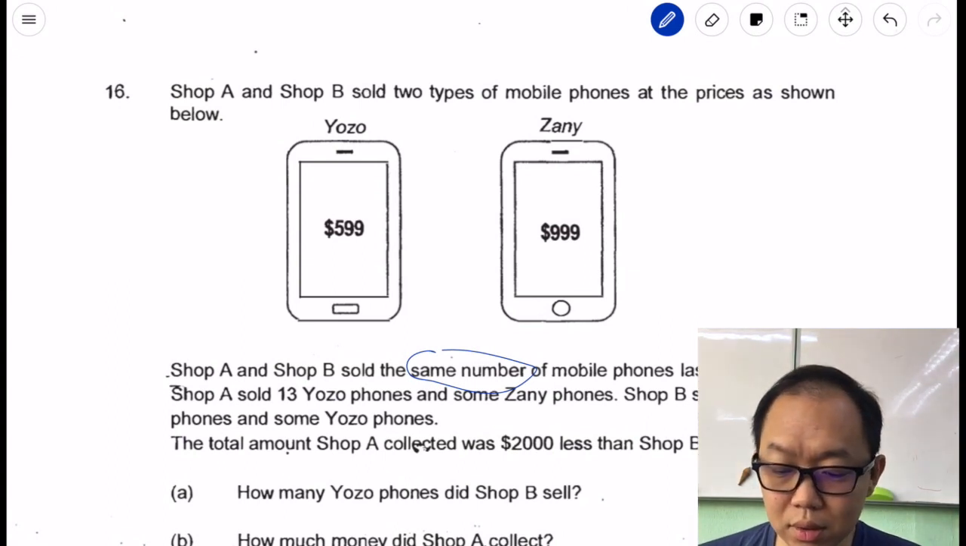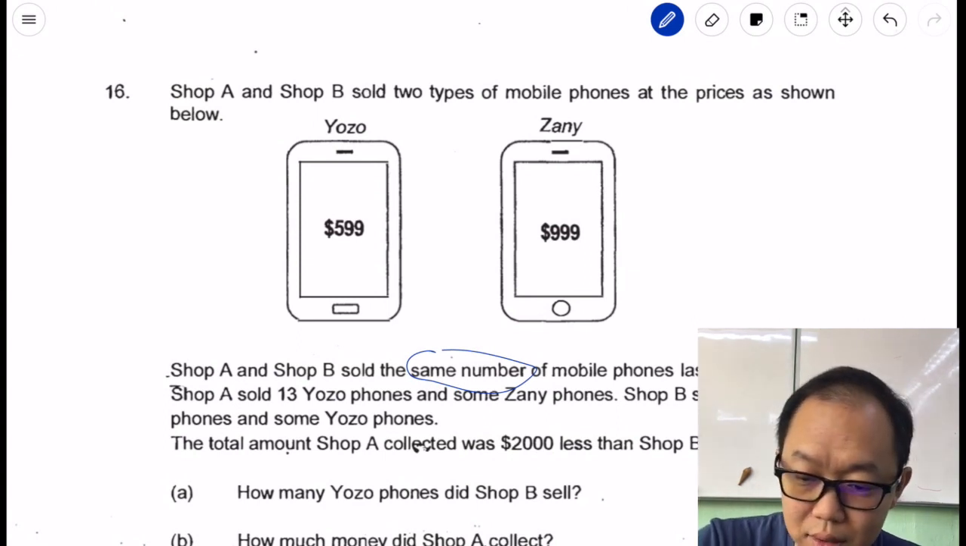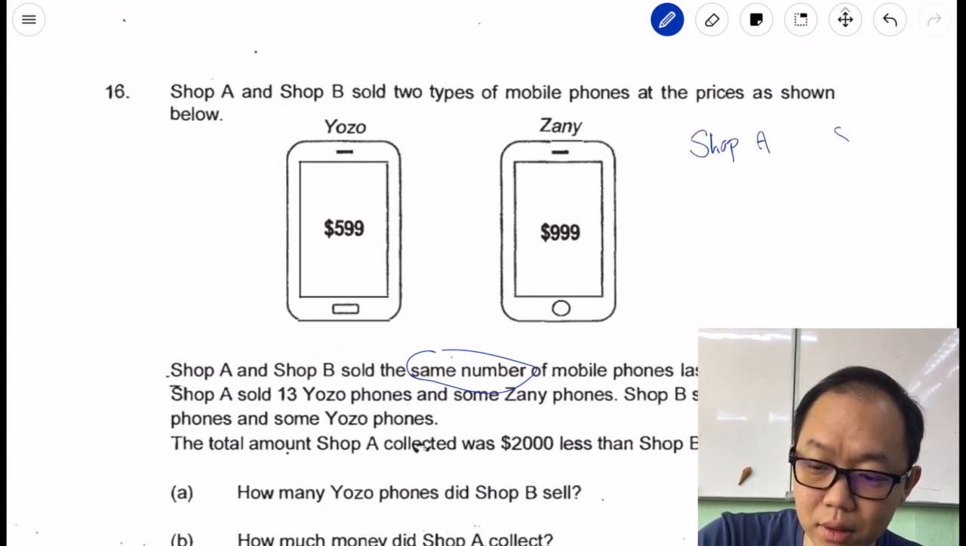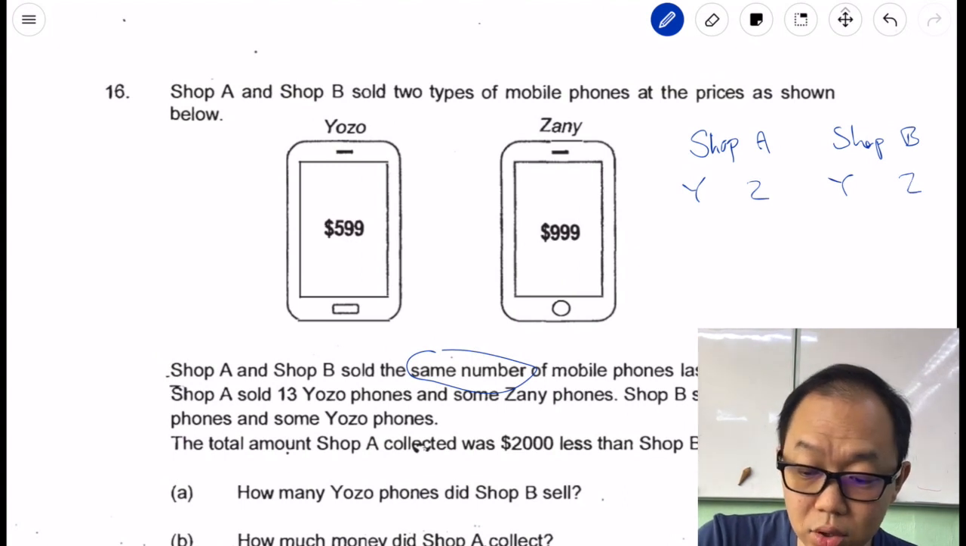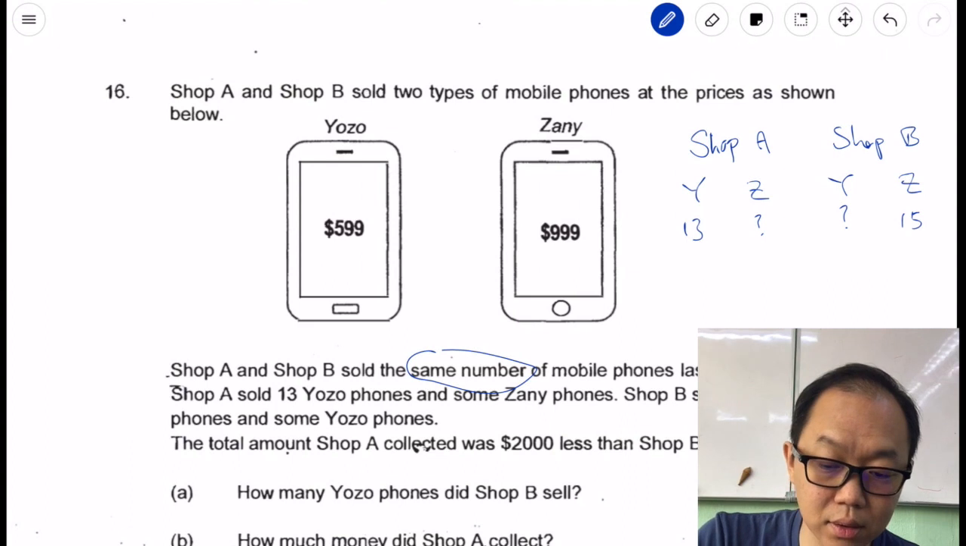So you have shop A, that's right here, and shop B. So you have Y and Z. Shop A sold 13 Y and a certain number of Z. Shop B sold 15 Z and a certain number of Y. The total amount shop A collected was 2,000 less than B.